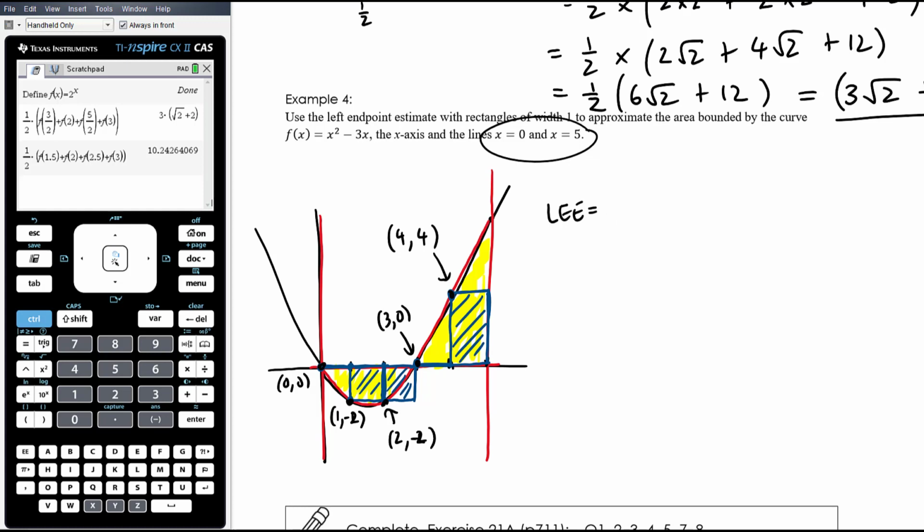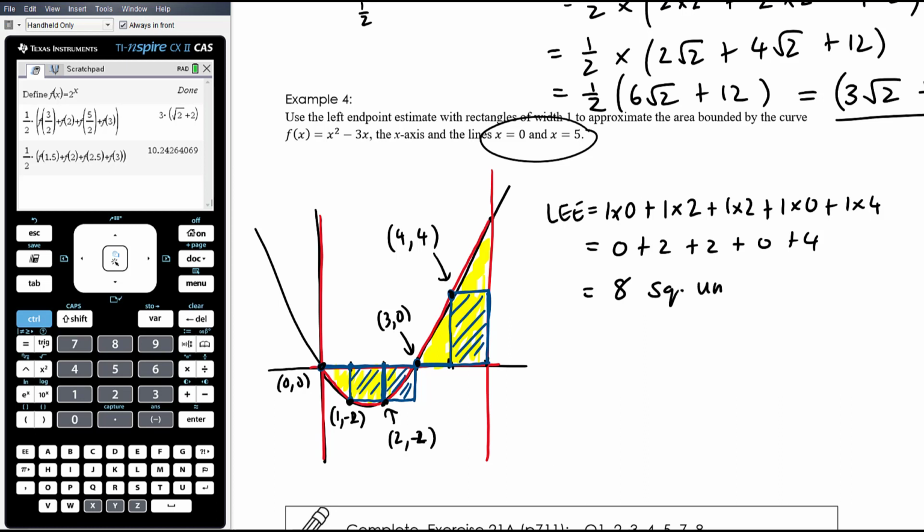Okay, so actually, if we think about it, our first rectangle is 1 times 0, our second rectangle is 1 times 2, its height is 2, it's a rectangle. Our third rectangle is also 1 times 2, our fourth rectangle is 1 times 0, and our fifth rectangle is 1 times 4, it has a height of 4. So we've got 0 plus 2 plus 2 plus 0 plus 4, that's our 5 rectangles, and so we have 8 square units.